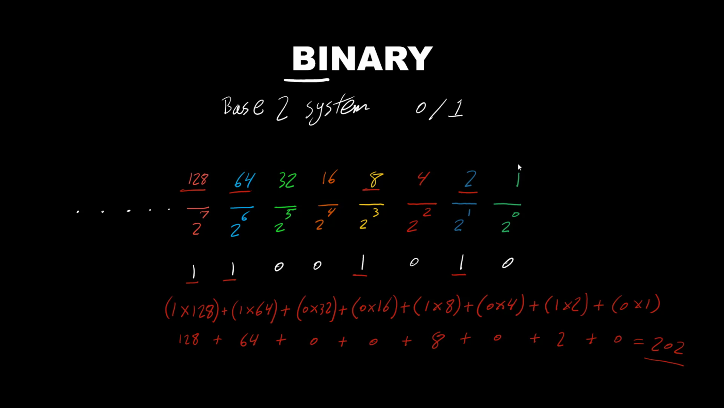And here, as you noticed, when we moved one place to the left, it did multiply by 2, because the binary system is a base 2 system. 1 times 2 equals 2. 2 times 2 equals 4. And 4 times 2 equals 8. 8 times 2, 16. 16 times 2, 32. And so on.